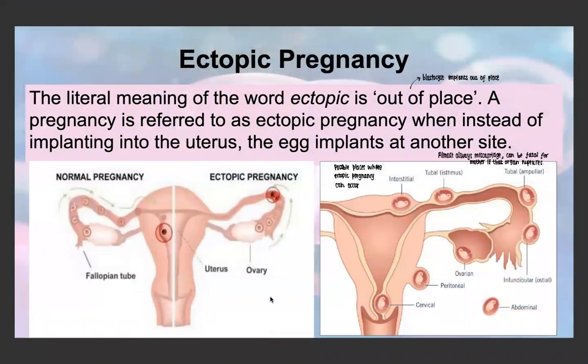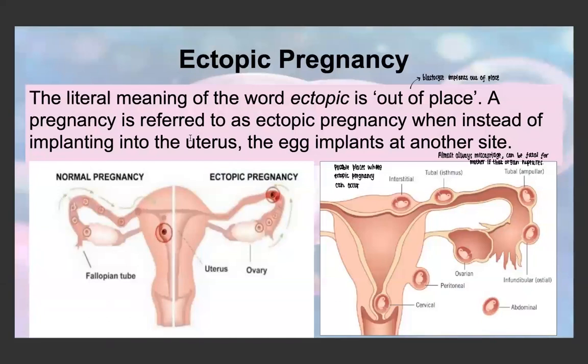If we just look quickly at an ectopic pregnancy, ectopic literally means out of place. So an ectopic pregnancy is when the egg implants in a place that is not the uterus. It could occur in any of these places. Probably the most common is in the fallopian tube, and it almost always results in a miscarriage because the baby can't develop anywhere other than the uterus. Ectopic pregnancies are quite dangerous. They can be fatal for the mother as well if the organ ruptures, if the ectopic pregnancy is discovered too late.